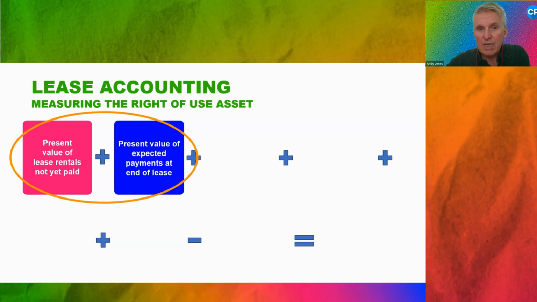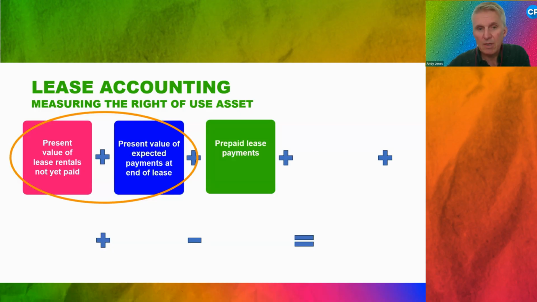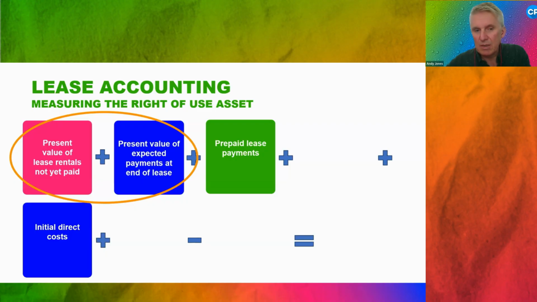The first is any prepaid lease payments, so any payments you made before the commencement date of the lease. We have to bring those into the equation. You then also have to bring in any initial direct costs incurred in putting the lease into place. That could be any sort of delivery costs, any installation costs, particularly if it's land and building, any costs that you may have capitalised or paid around that in terms of surveys or things like that.